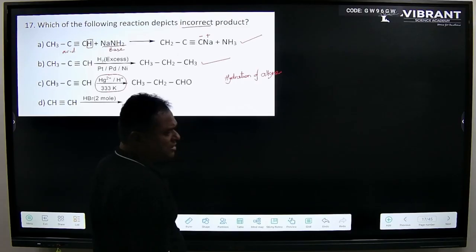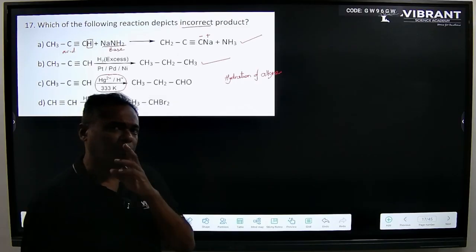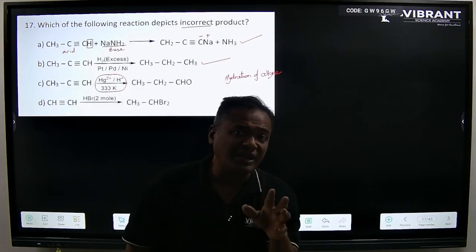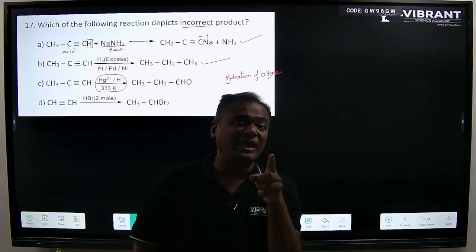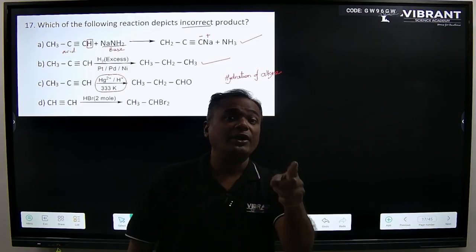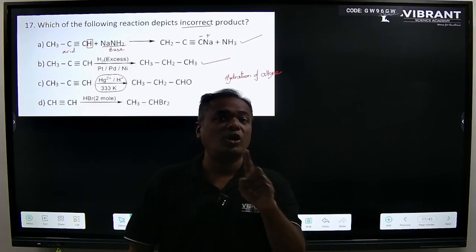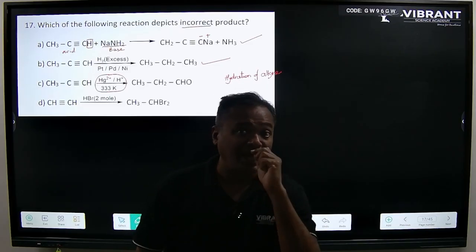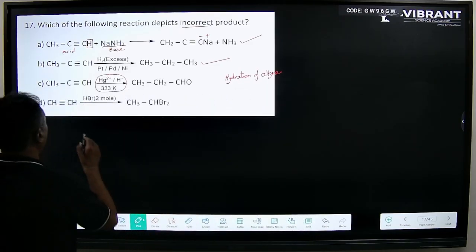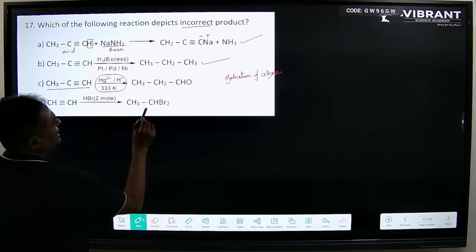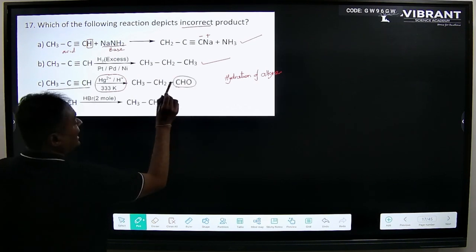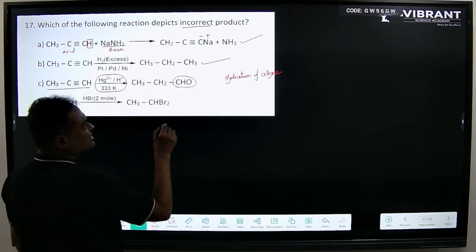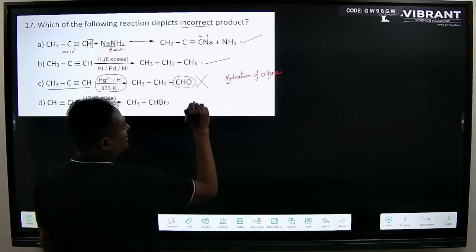Child, if you remember, in case of hydration of alkyne, I have given you one important note point, that whenever alkynes are hydrated by using HgSO4 and H2SO4, it always gives you ketone, it does not give you aldehyde. Only one exceptional aldehyde is obtained as acetaldehyde. That means, over here if I have got 3 carbon atoms, child, it can never give you aldehyde, it actually has to give you ketone. That means this is the only incorrect product given.